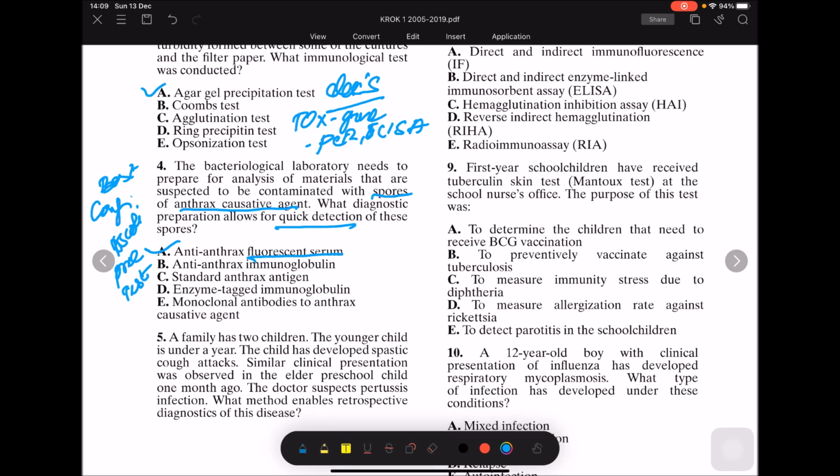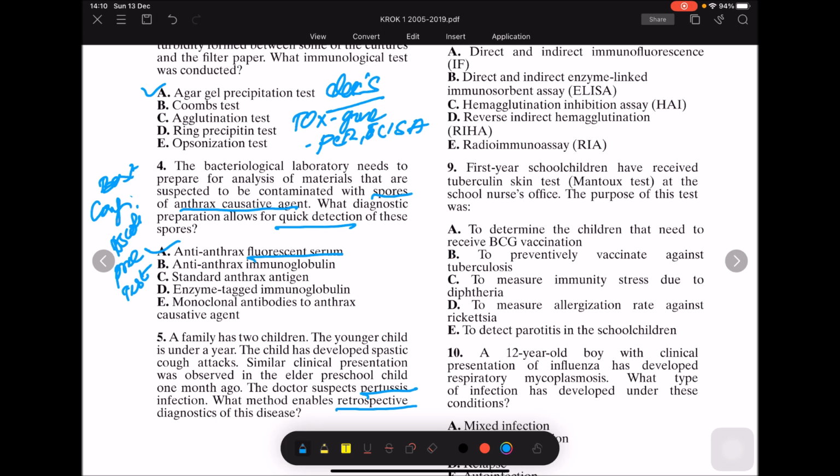The next question: a family has two children. The younger child is under a year. The child has developed spastic cough attacks. A similar clinical presentation was observed in the elder preschool child 1 month ago. A doctor suspected pertussis infection. What method enables retrospective diagnosis of this disease? They are telling that the brother had similar symptoms 1 month ago, and the younger brother is also having the same symptoms.